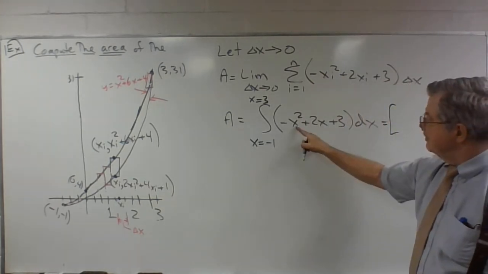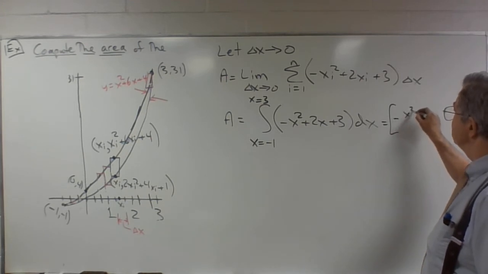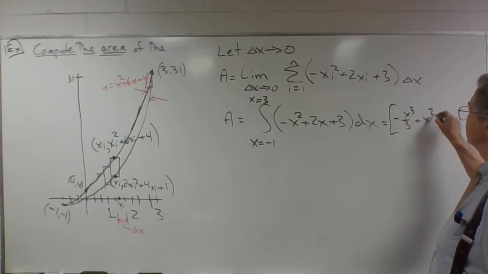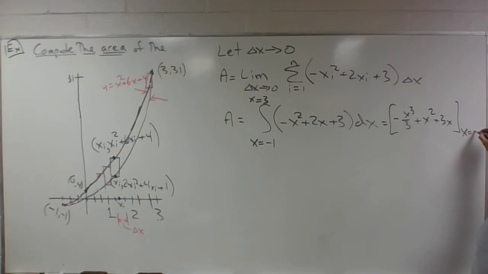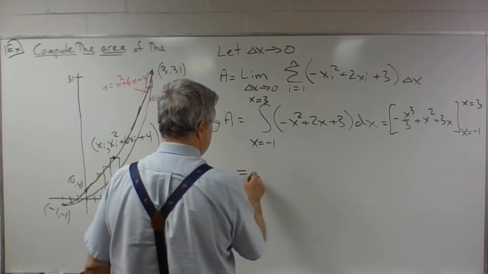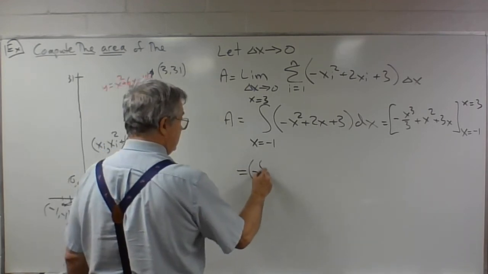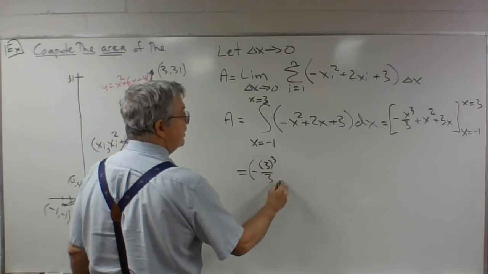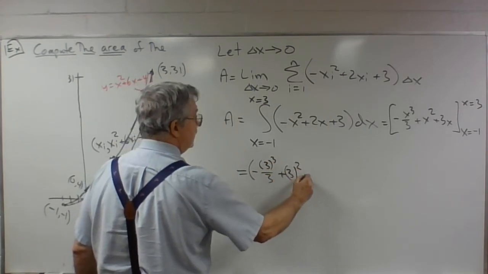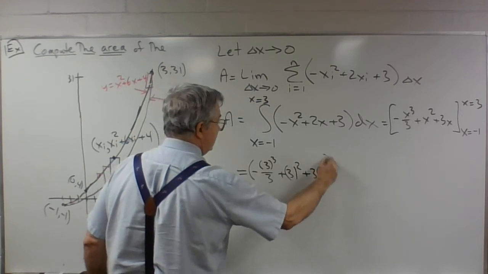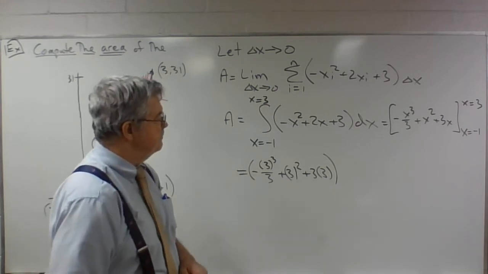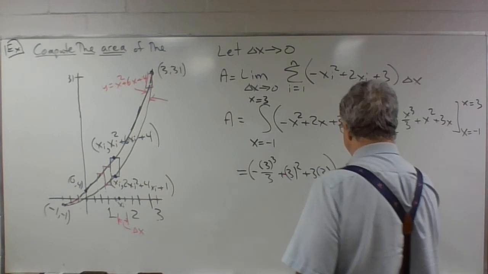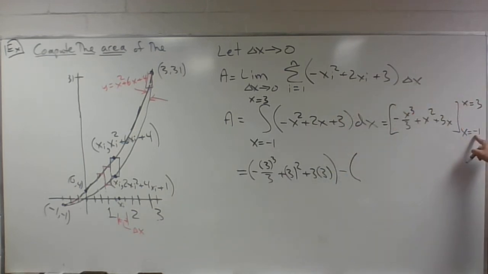Okay, let's integrate this son of a gun. Minus x cubed over 3 plus x squared plus 3x from x equal negative 1 to x equal 3. This is our antiderivative evaluated at 3, and we subtract the antiderivative evaluated at -1.